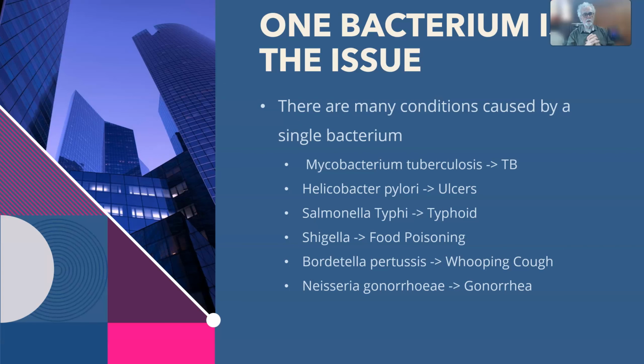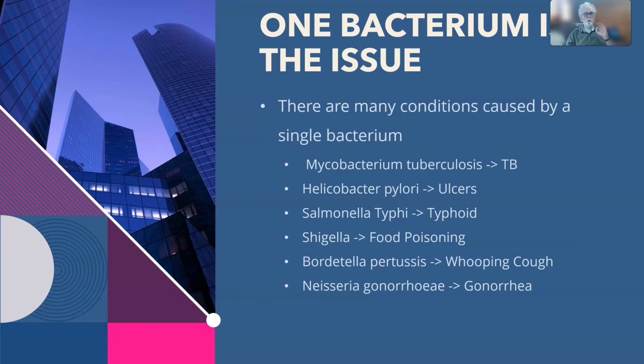Okay, so one bacterium is the issue is very much an old school way of doing it, because there are many conditions where there is a single bacteria. In some cases, it's only in the last 30 years that the relationship between something like, for example, ulcers and Helicobacter pylori has been accepted in medicine. Other things go back much longer. The classic ones are TB, ulcers, typhoid, Shigella for food poisoning, and there's a bunch of other single bacteria which are connected with food poisoning, whooping cough, gonorrhea, etc. All those are traceable back to a single bacteria.